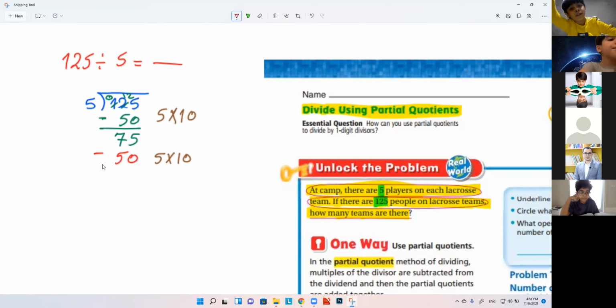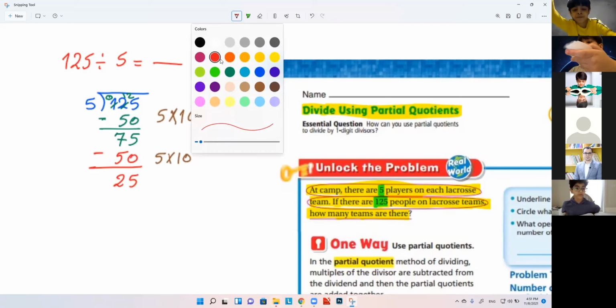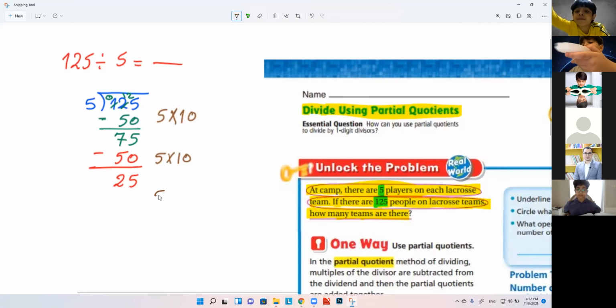So write 50 here and subtract. Can we subtract here? Yes, we can, because 75 is greater than 50, right? So 5 minus 0 equals 5, and 7 minus 5 equals 2. It's 25.